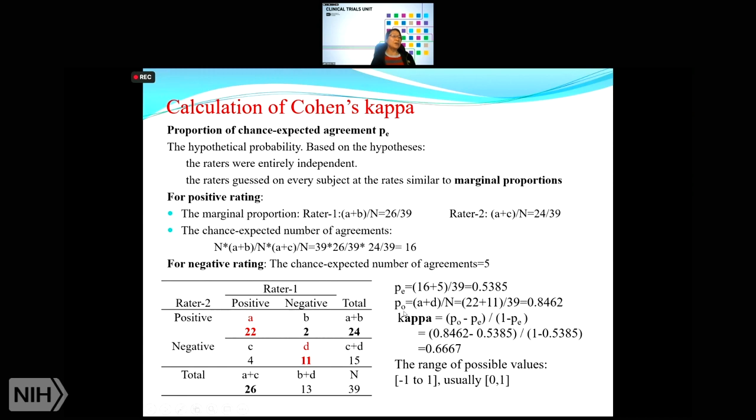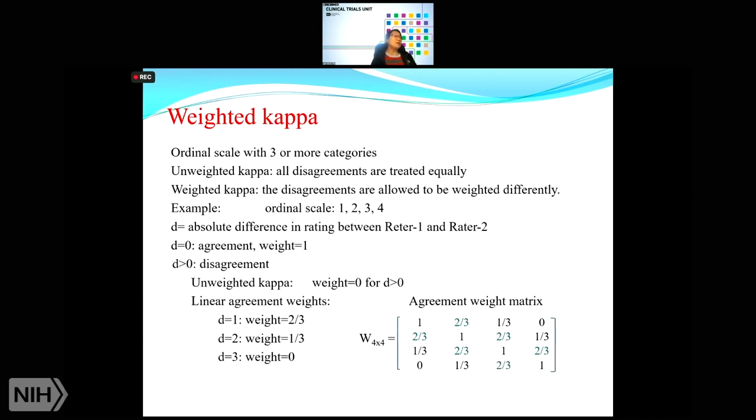Therefore, by substituting the PE and the PO into the formula, we get the kappa. Kappa ranges from negative 1 to 1, and usually falls between 0 and 1. A kappa close to 1 indicates high reliability or high agreement. The weighted kappa is only used for ordinal scales with 3 or more categories. In unweighted kappa, all disagreements are treated equally, while in weighted kappa, the disagreements are allowed to be weighted differently.